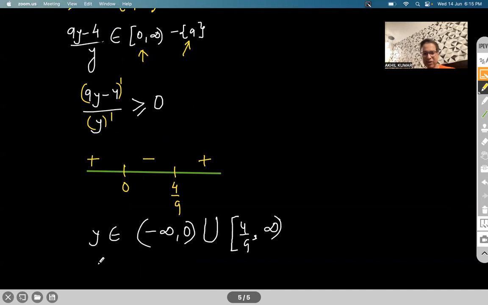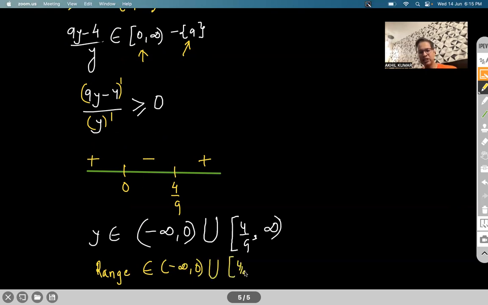So, this is the interval of y. So, your range is going to be minus infinity to 0 union 4 to 9. So, those who had questions right now, is it all answered? Have I missed out answering anybody's question?